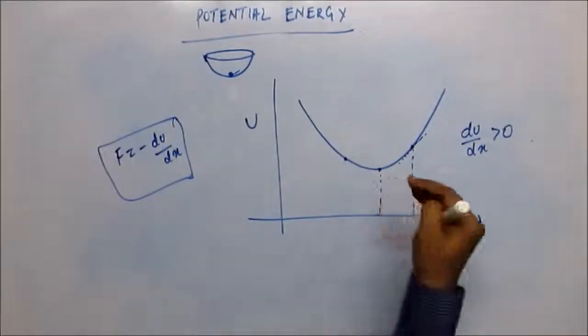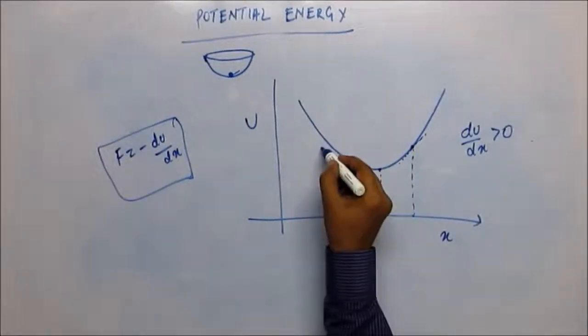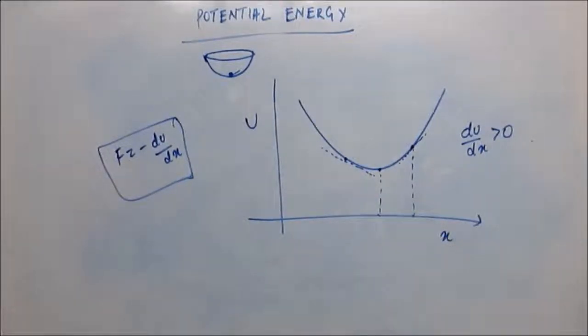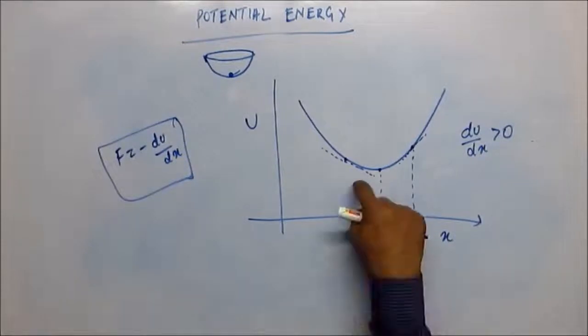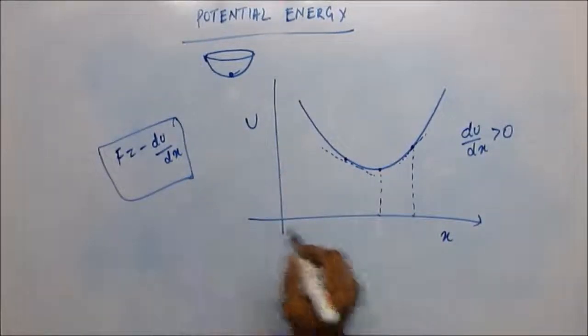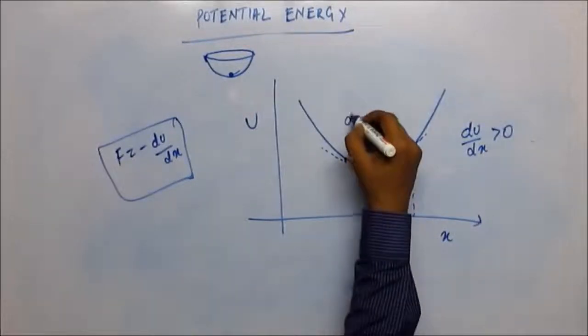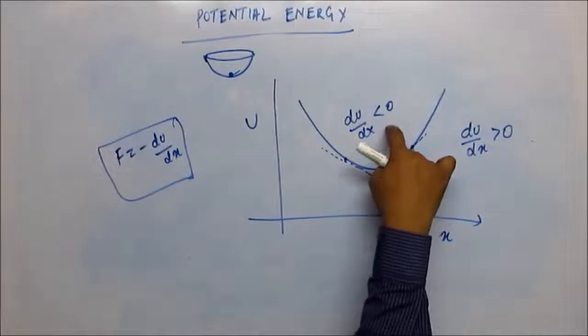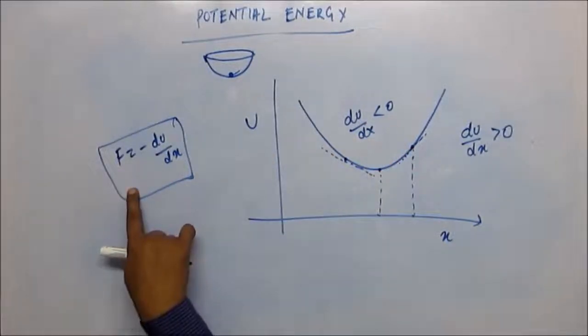Similarly, if you push the ball to this point, then the tangent at this point is making an obtuse angle with the x-axis. That means tan of that angle is negative, that means slope is negative, that means dy by dx is negative, that means dU by dx at this point is negative. If dU by dx is negative, then force is positive.